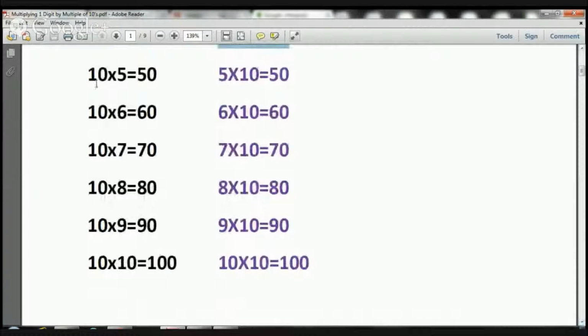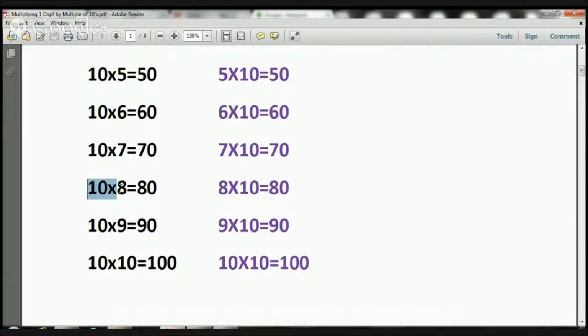Okay? Now let's take a look here again. 10 times 5, we can just do 1 times 5. 1 times 5 is 5, and then we just add the 0 at the end. So 10 times 5 is 50, and 5 times 10 is 50. Okay? Next one, 10 times 6 is 60, and 6 times 10 is 60. Next one, 10 times 7 is 70, and 7 times 10 is 70.